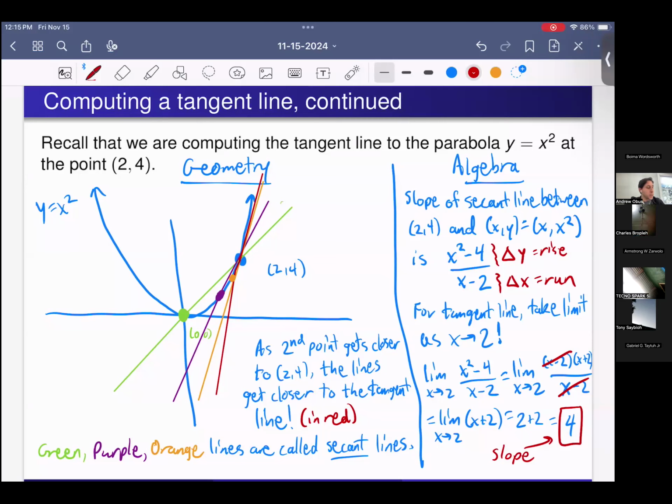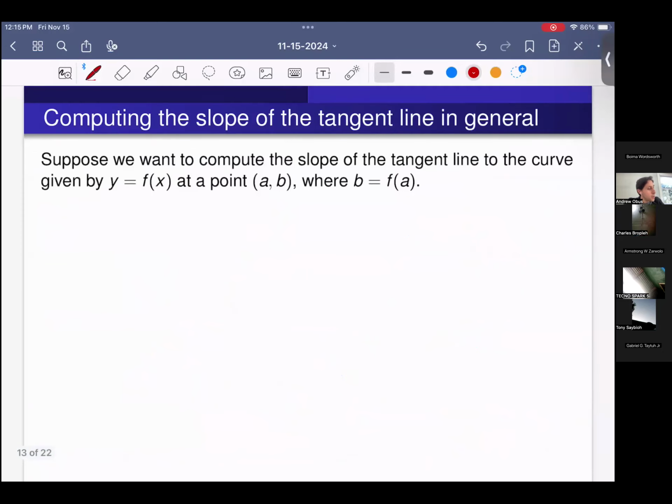Okay. All right. So if it's clear, let me talk about how this works in general. So suppose we have any graph, y equals f of x, and we have a point (a, b) that lies on the graph. That means b is equal to f of a.